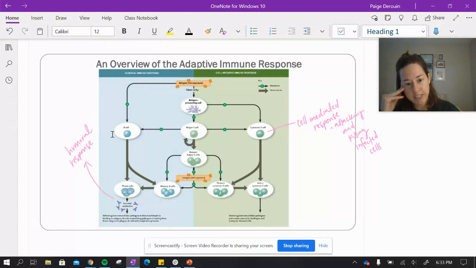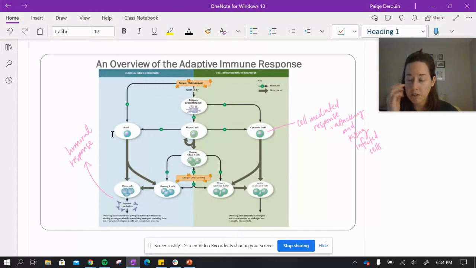Also, memory B cells will be activated, and their job will just be to remember that that antibody goes with that pathogen to stimulate that secondary immune response. You also have memory T cells, and their job is to do the same thing, to remember.